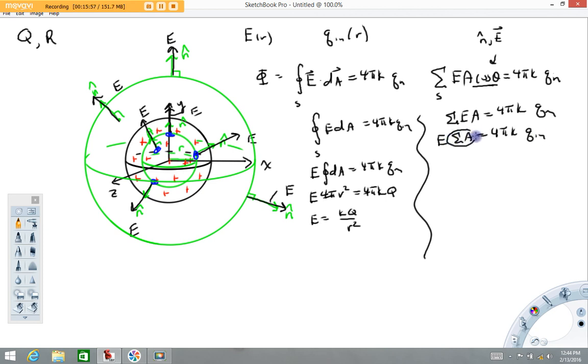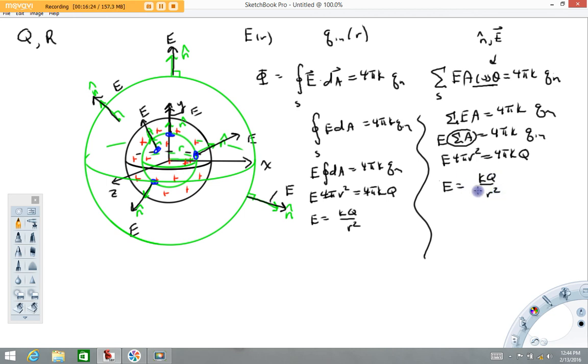The sum of all the little areas on this surface gives the total area of the surface, 4 pi r squared, equals 4 pi k times the charge inside the surface. This does not depend on what form we're using. Charge inside that second surface is big Q. We solve this for the electric field, and we get k big Q over r squared.